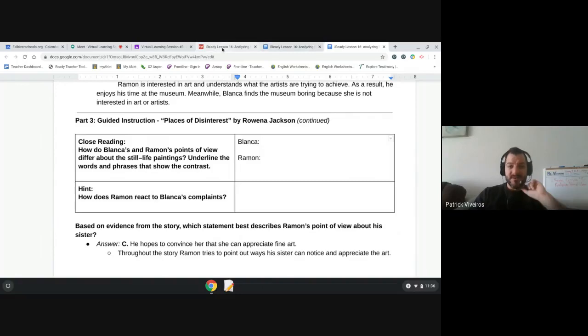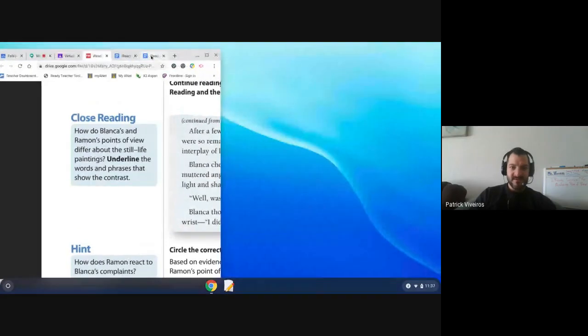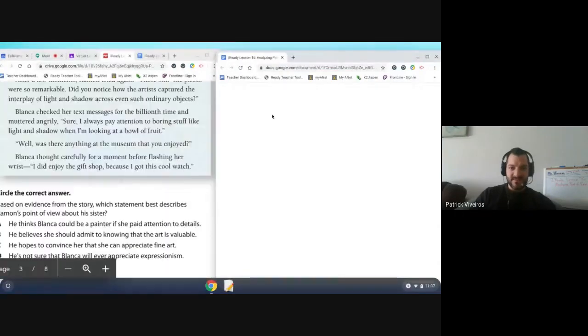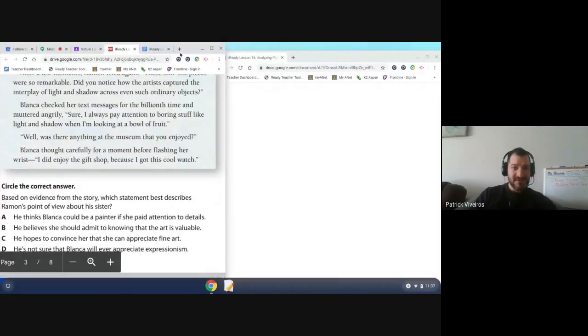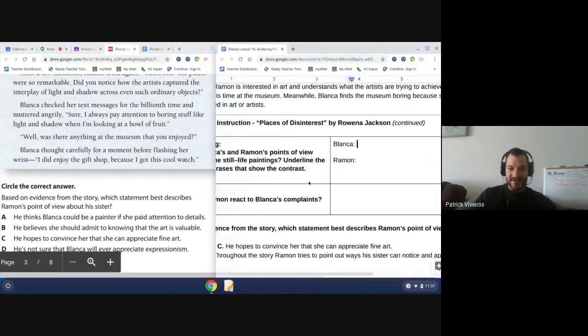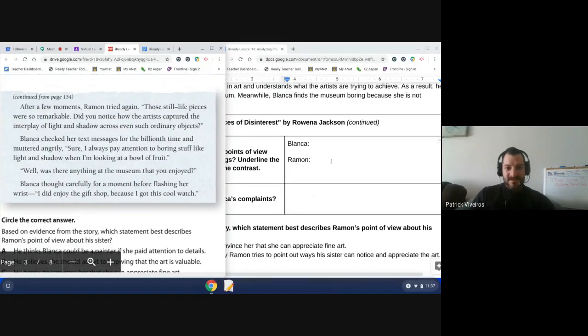Okay, so I'm going to start with Ramon. Just going to reread, after a few moments, Ramon tried again. "Those still life pieces were so remarkable." Okay, so he says that those still life pieces are remarkable. Give me a second here, because I'm going to open up a split window. Okay, I'm going to drag this one out. This way I can do a side-by-side comparison, or I can juxtapose, to use some high academic vocabulary. I can juxtapose the material and make my life a lot easier, instead of jumping back and forth between windows, and make everything a bit easier for you folks at home as well.